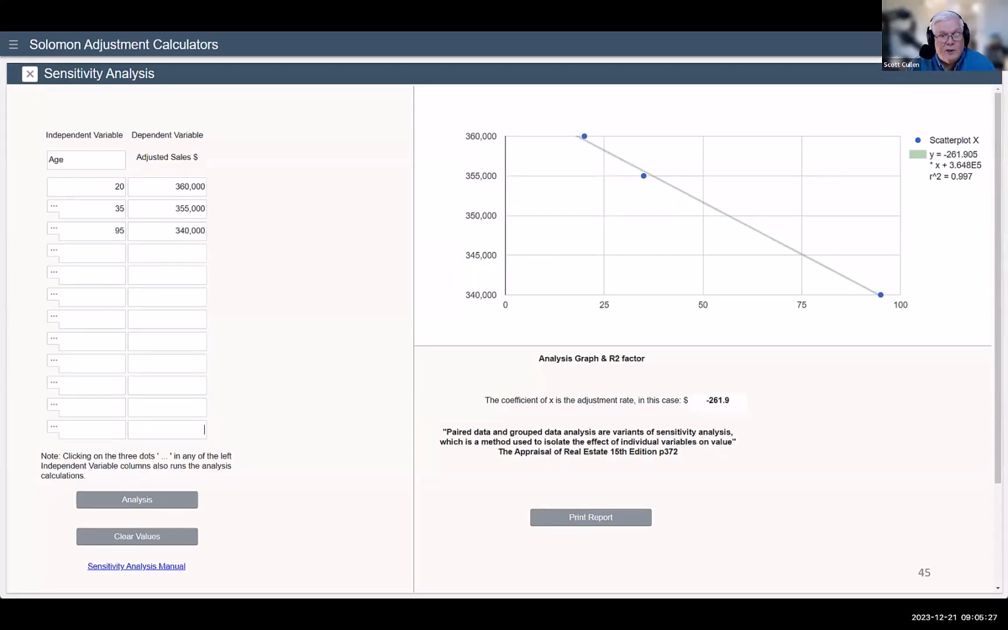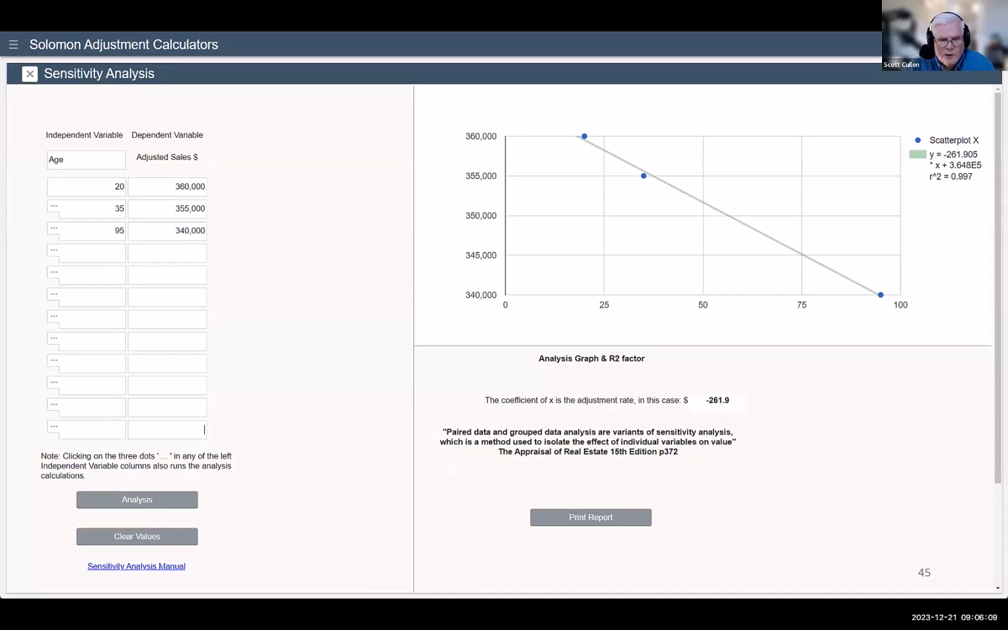Sensitivity can be used for age adjustments. Maybe you have run into this. Let's say you are appraising a 25-year-old house in a small town where there is wide range of ages. Comp 1 is 20 years old and has an adjusted sale price of $360. Comp 2 is 35 years old and has an adjusted sale price of $355. And comp 3 is 95 years old with an adjusted sale price of $340. You need to use this comp because there are few sales, and this is very close to the subject in brackets GLA. The analysis shows an age adjustment of minus 262.